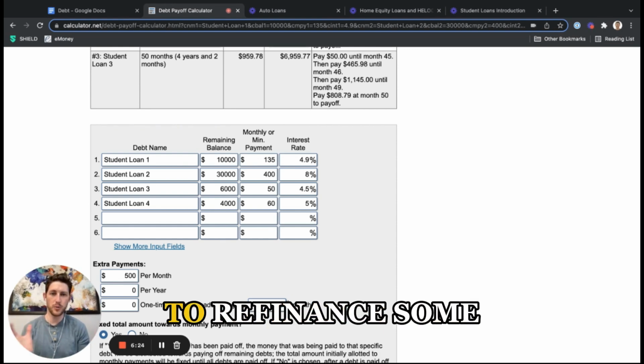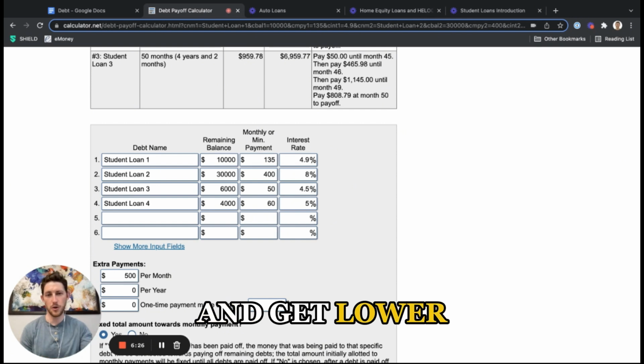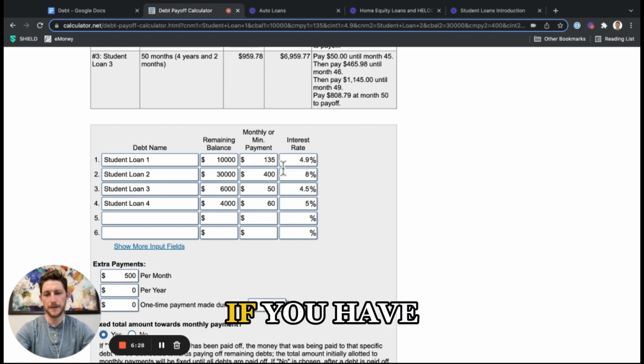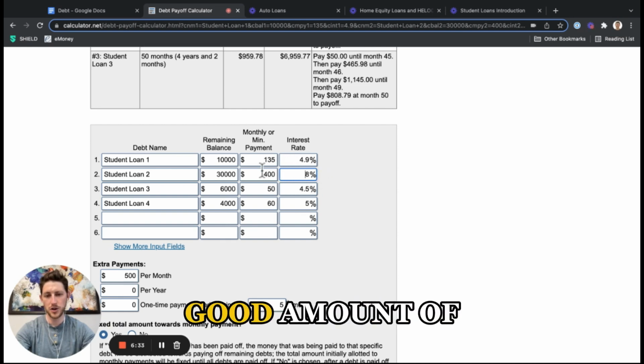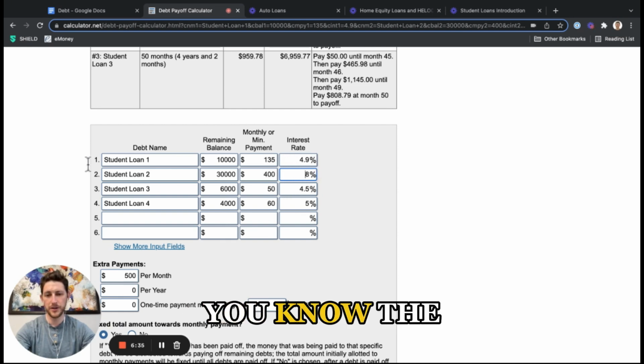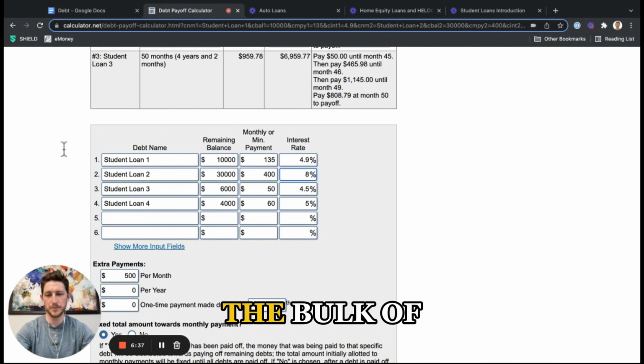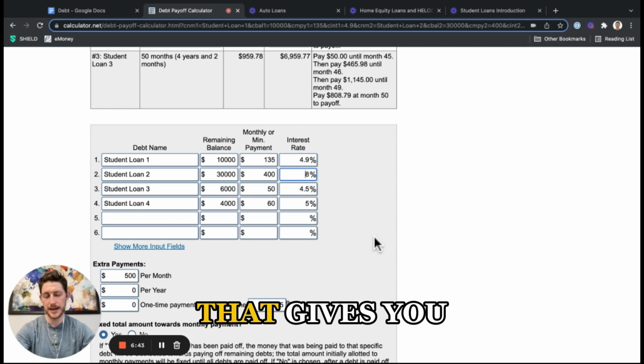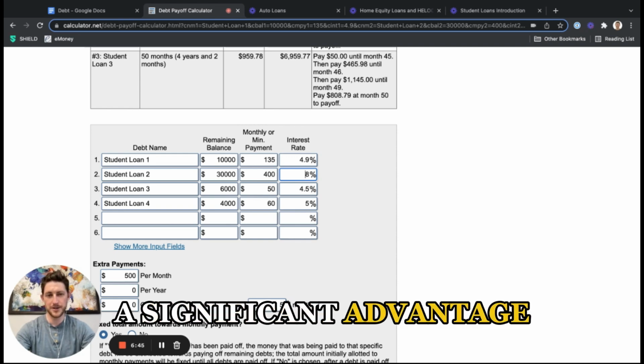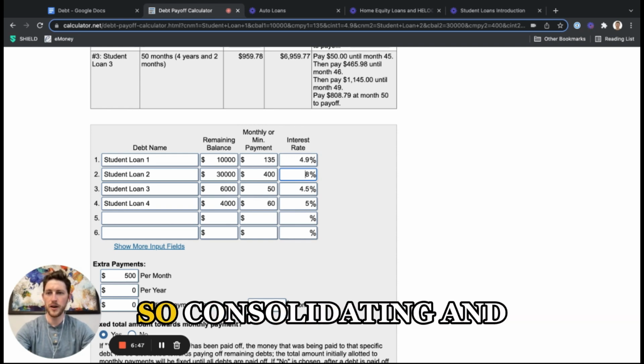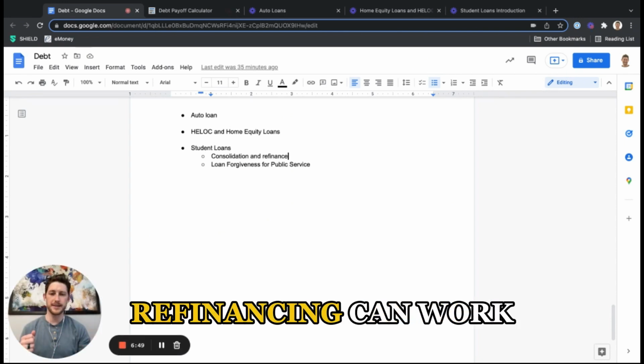A good opportunity to refinance some of the loans and get lower interest rates, especially if you have a lot of interest rates that are up higher. If the bulk of these student loans is at 8%, and you were able to refinance this to 6%, that gives you a significant advantage. You're going to save money there. So consolidating and refinancing can work.